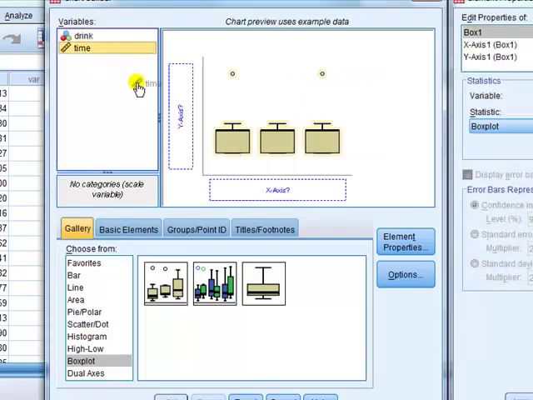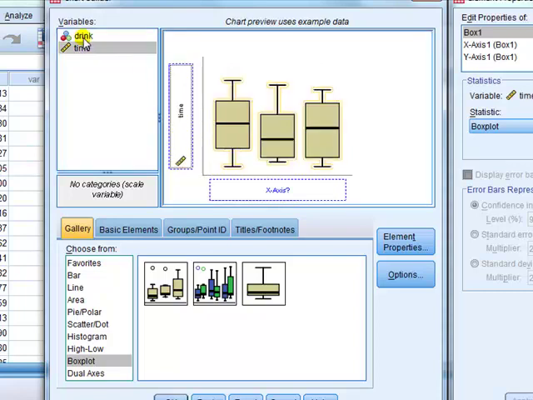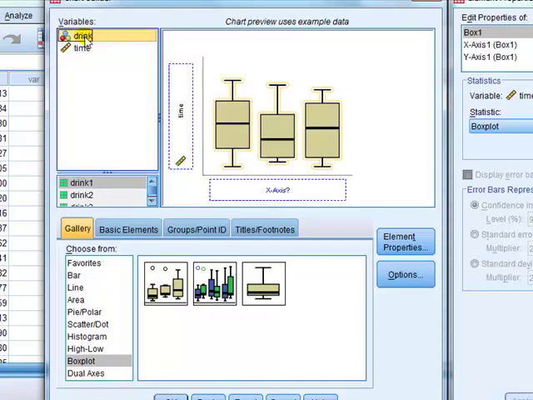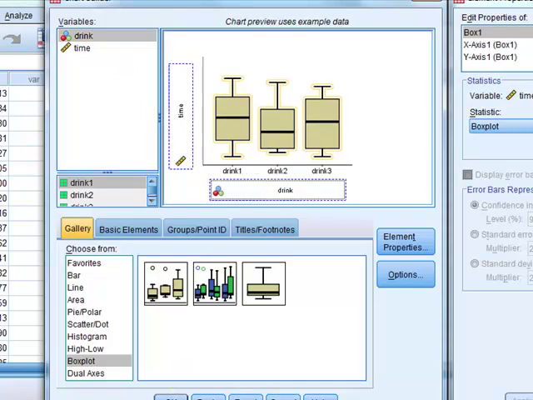Transfer the DV, here being time, into the y-axis. Take the IV, which should be qualitative, so if it's got a ruler by it, you have to change it, otherwise it won't work. Drag this down to the x-axis, and then we go OK.